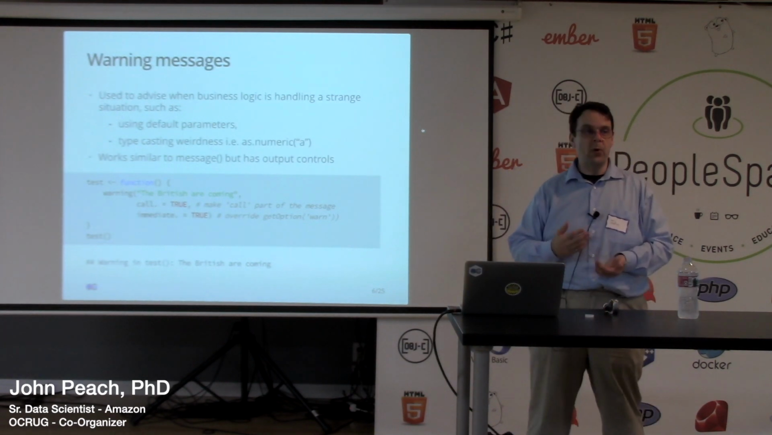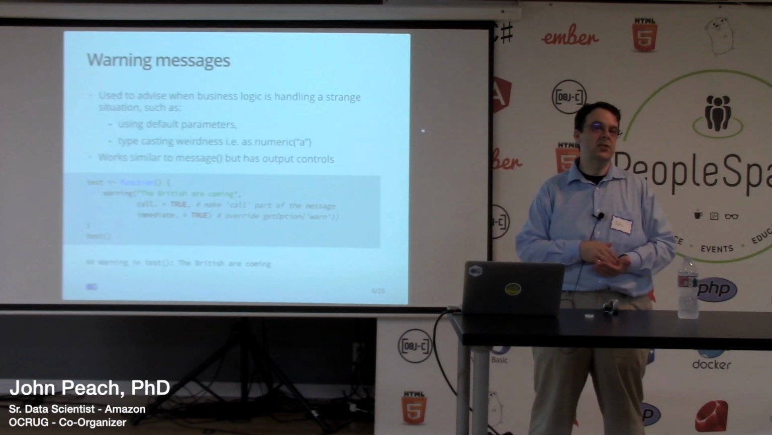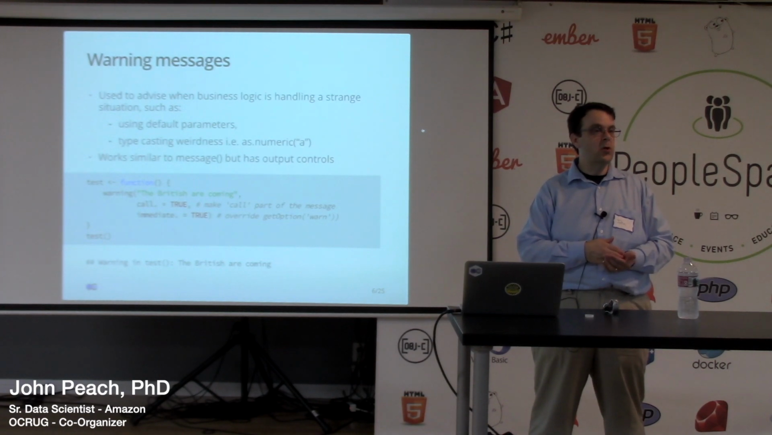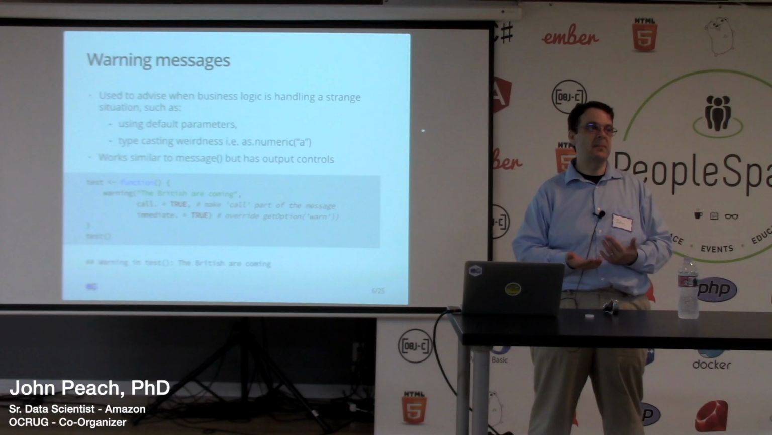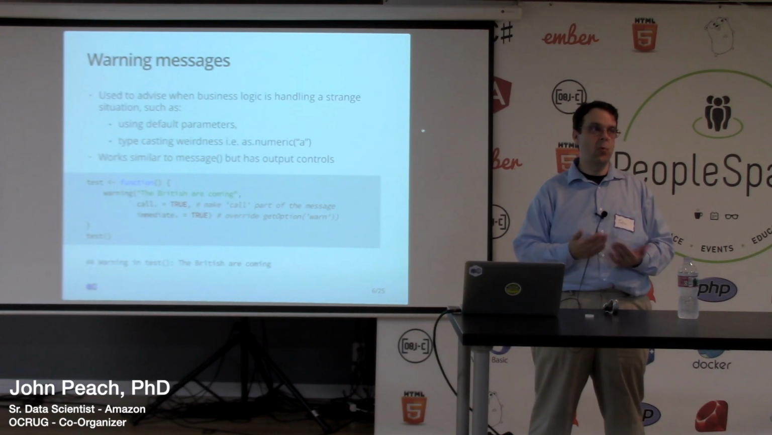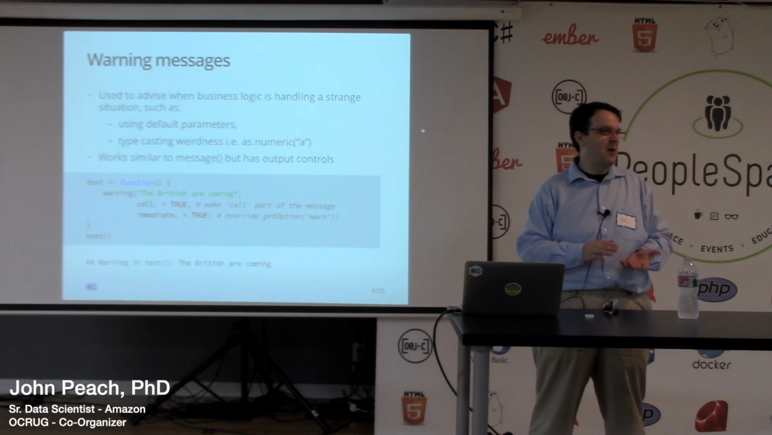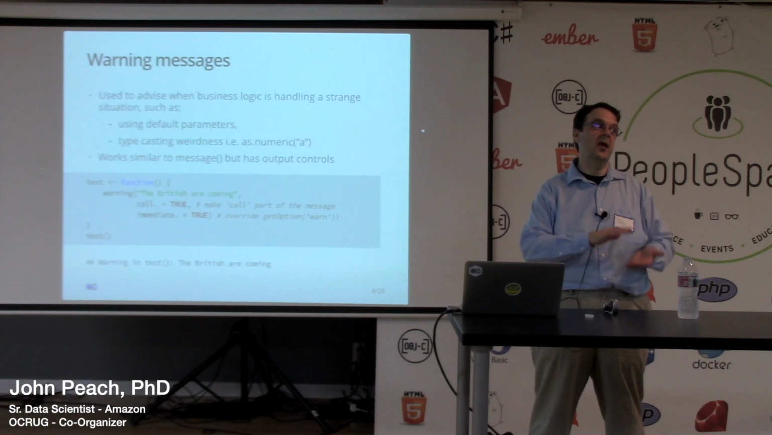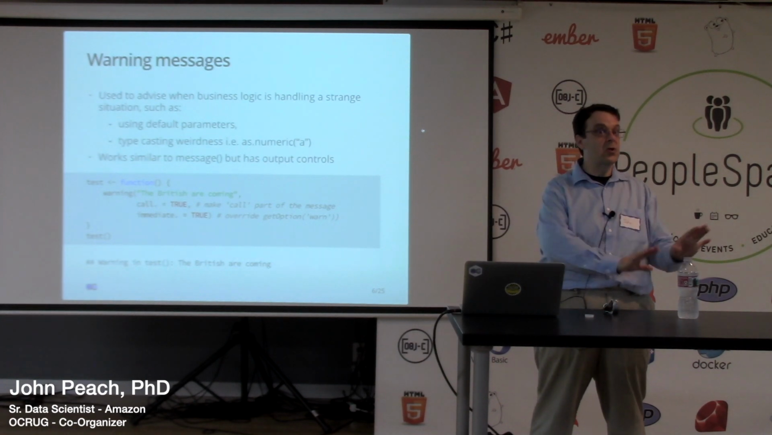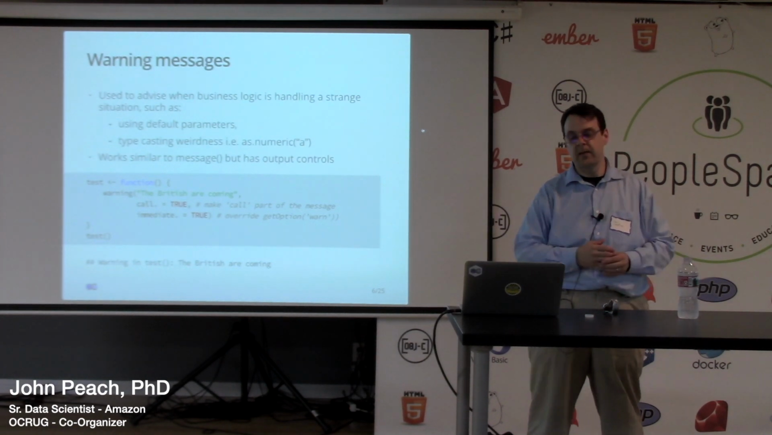We have warning messages, and a warning message is generally used when you're not going to throw an error condition. The system can handle what is being passed in, but you want to warn on it, maybe because the user is passing in parameters that are a little iffy, or maybe you're using a default and you just want to let them know: hey, you didn't specify this value, so I'm going to use this value for you because I need it.